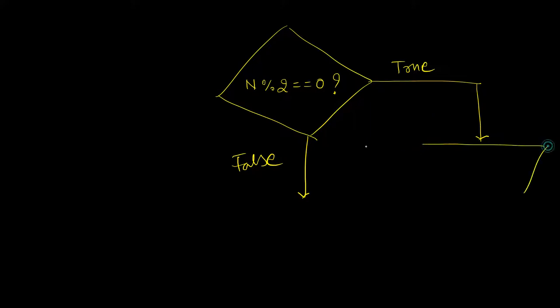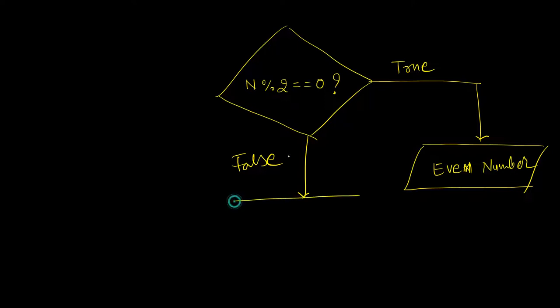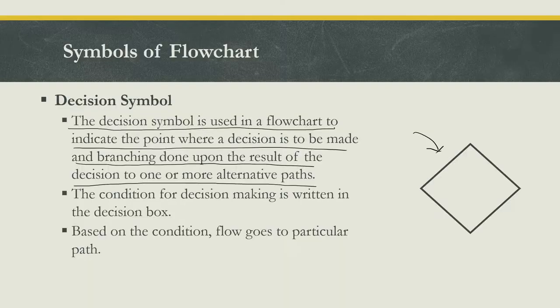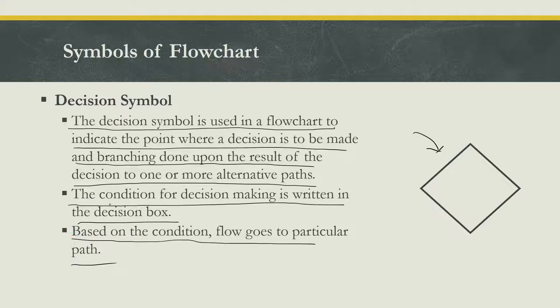If it is true, then the output would be even number. Otherwise your output would be odd number. This thing is known as labels. I hope you are clear about this. The condition for the decision making is written in the decision box, as I have written in the decision box. Based on the condition, flow goes to the particular path. It is also known as the diamond symbol.